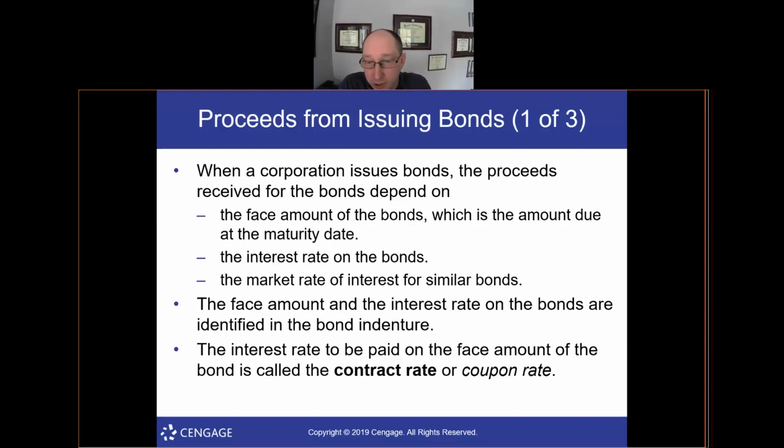The face amount and the interest rate on bonds are identified in that document we call the bond indenture. Remember, the bond indenture is very similar to a promissory note. It includes things like the face value, maturity date, interest rate, market rate, all of that good stuff. The interest rate to be paid on the face amount is called the contract rate or coupon rate. It's mostly called contract rate. Contract rate is the rate of interest that is agreed upon between the corporation and the bondholder.